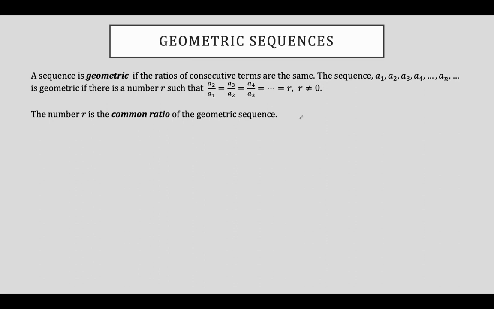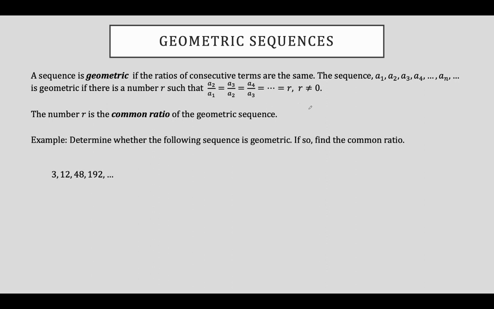Okay, so a sequence, a list of numbers, is geometric if I can take one term and divide by the previous term, and if I do that for every single term in the sequence and get the same number r, then my sequence is geometric. So, for example, determine whether the following sequence is geometric. If so, find the common ratio.